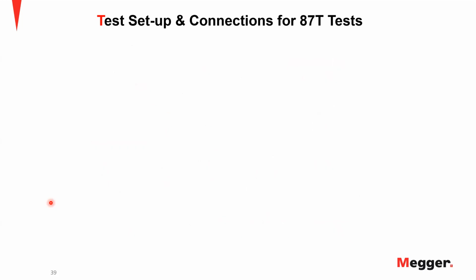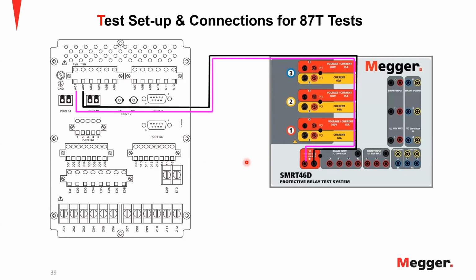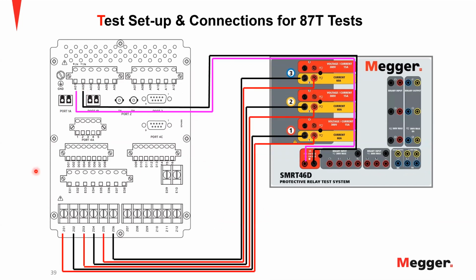So let us take a look at the actual connections that I've made today. I have my relay and I have my SMRT test kit here. The first connection we're going to make is that I connected my battery simulator, which will provide my control voltage, to the power terminal on the relay. And the next set of connections is that I'm utilizing my current channels, the 3 current channels in yellow color, that are connected to the winding 1 terminal on the back of the relay.